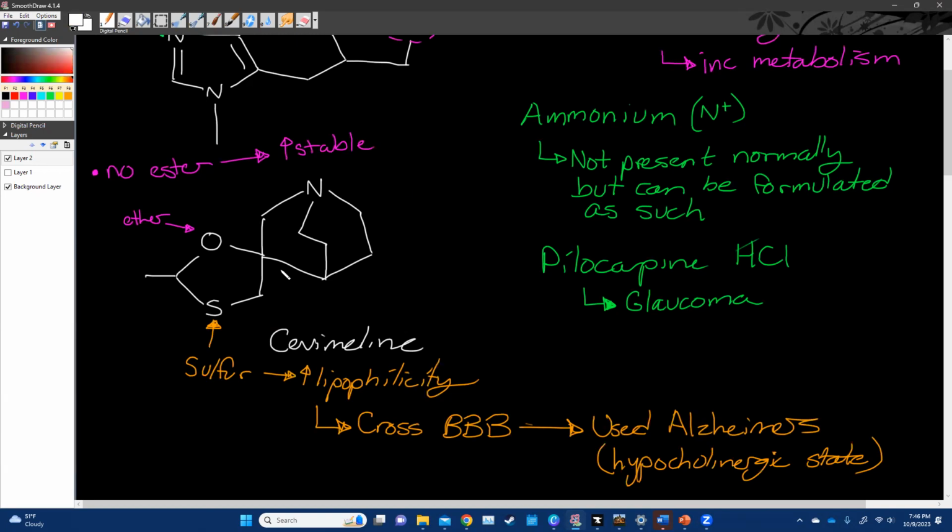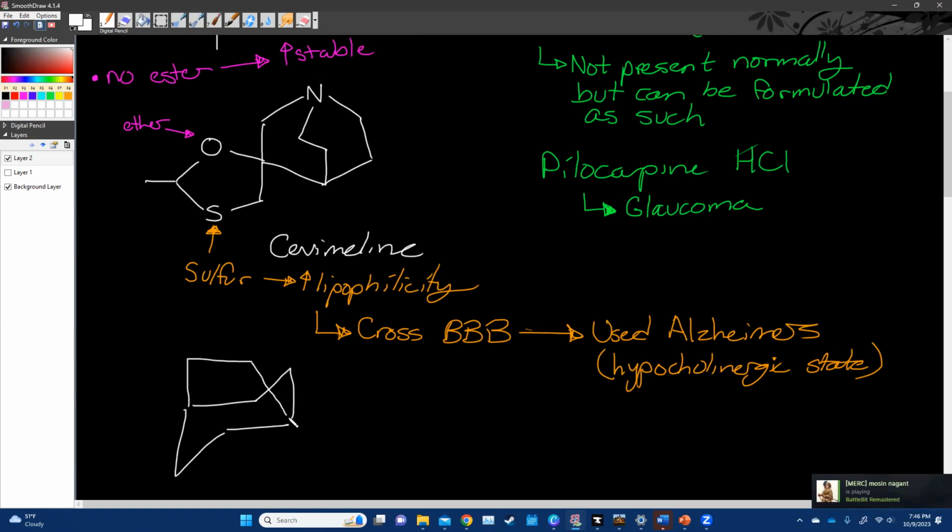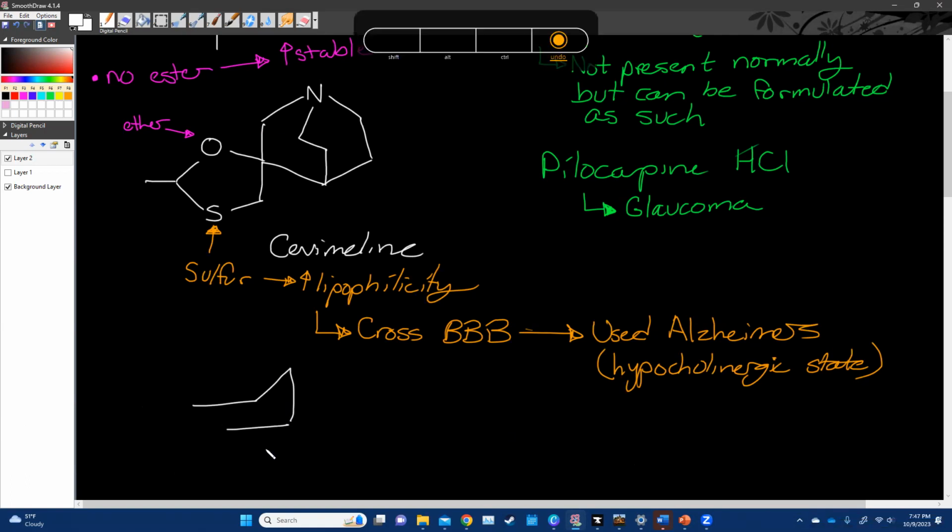We got a really good question about why does it have this zigzag? It's actually because this is a bicyclic ring. So you have your chair, and above the chair you have this 2-carbon bridge. Do you have to know that? No, you do not. But that's why there's this zigzag.